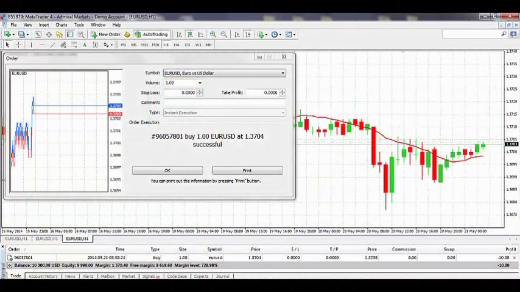This is the trade we've just entered. Here you can read the time you've entered the trade. Is it a buy or a sell trade? Which currency pair are you trading? And here you can see that you haven't entered a stop loss or a take profit yet.